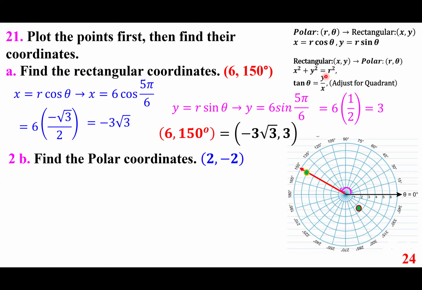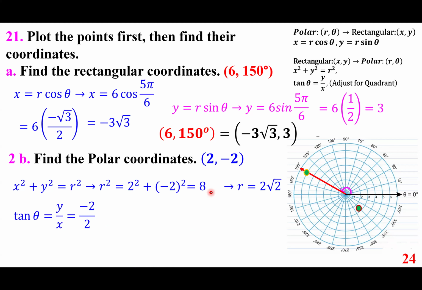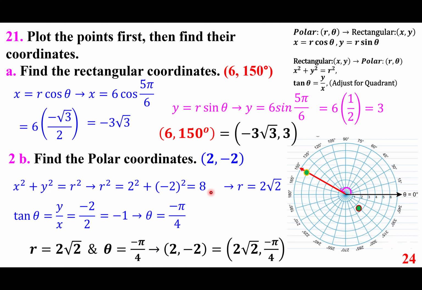And rectangular: x squared plus y squared equals r squared. Tan theta is y over x. It's just for the quadrant. So in this case, 2 squared and negative 2 squared add up to 8. R becomes 2 square root of 2. Tan of theta is y over x, which is negative 1, makes it negative pi over 4. And so you can answer it this way. If you want to go with the positive, so this is negative pi over 4, all you have to do is add 2 pi, or 8 pi over 4, and that gives you 7 pi over 4. So that's the correct answer as well.